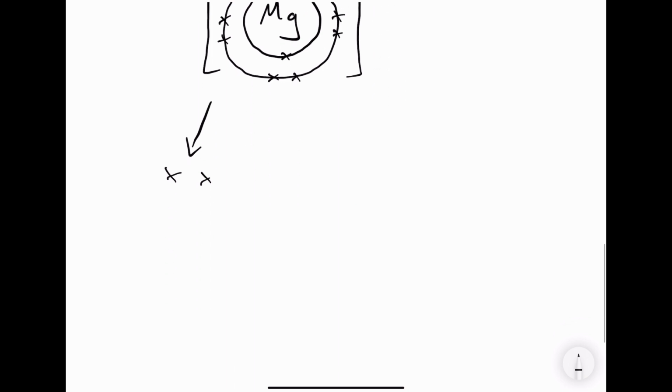Alright, I want you to try and draw the electron configurations of the ions for oxygen, for chlorine, and for lithium. So pause the video here and draw the electron configurations of these ions.